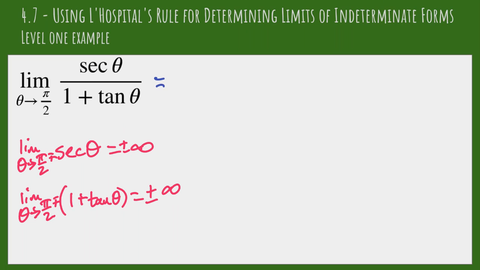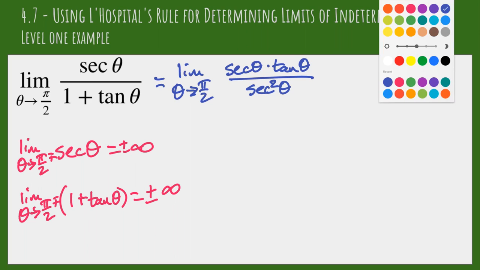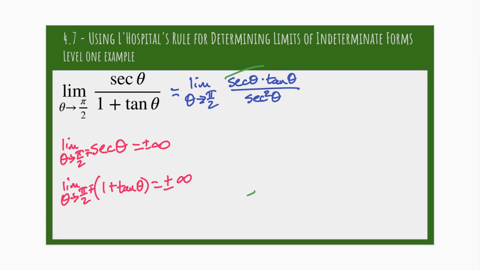So, limit as theta approaches pi over 2. Derivative of secant is secant of theta times tangent of theta. Derivative of tangent is secant squared of theta. Lots of trig stuff here. I think it's obvious that the secants are going to cancel each other out. It's not as obvious, but we're going to have a little bit more canceling.